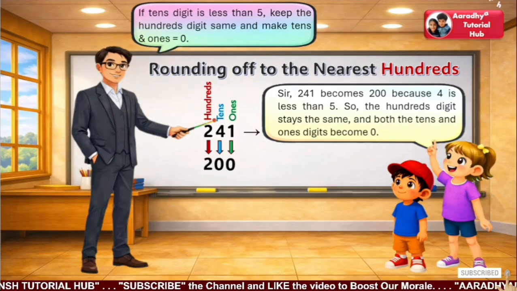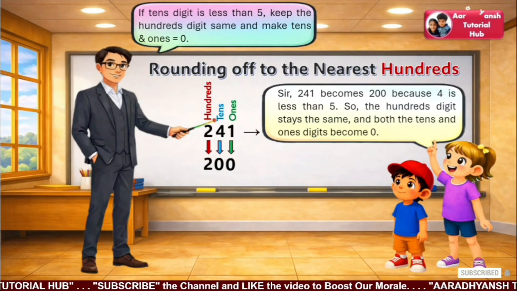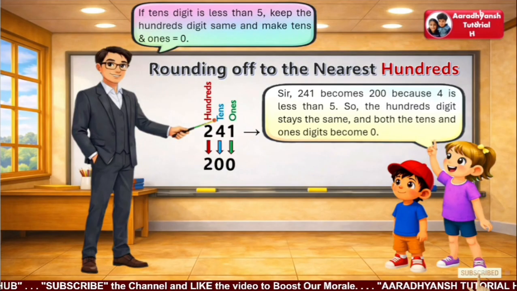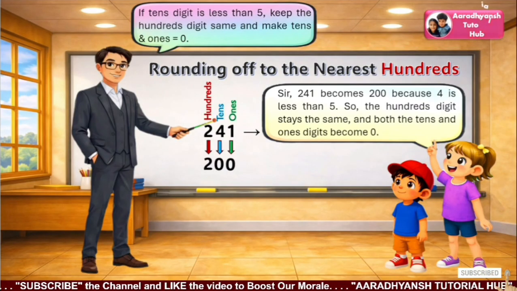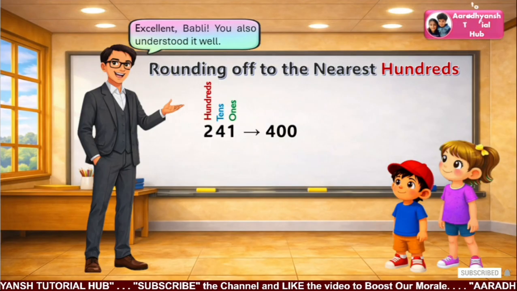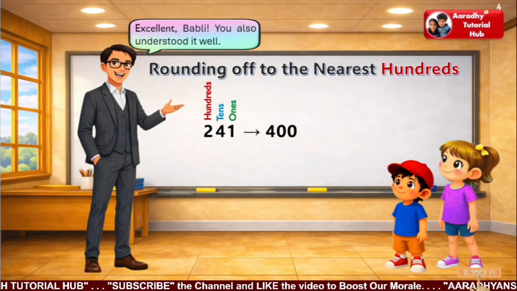Sir, 241 becomes 200 because 4 is less than 5. So, the hundreds digit stays the same and both the tens and ones digits become 0. Excellent, Babli. You also understood it well.